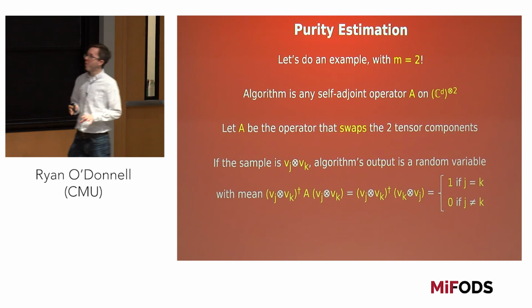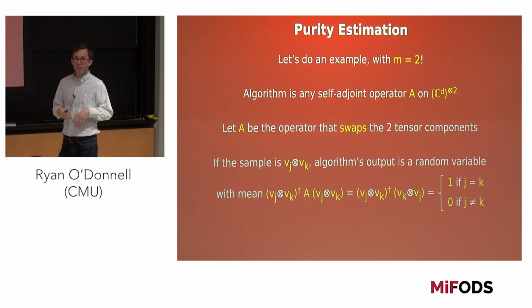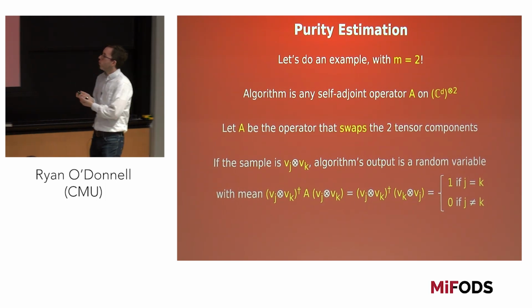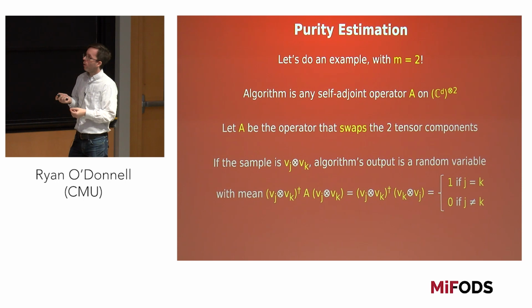So now a somewhat simple thing has happened. The effect of this algorithm, which outputs a real number, is to generate a classical random variable whose mean is 1 when the 2 samples were the same, and 0 when they were not.